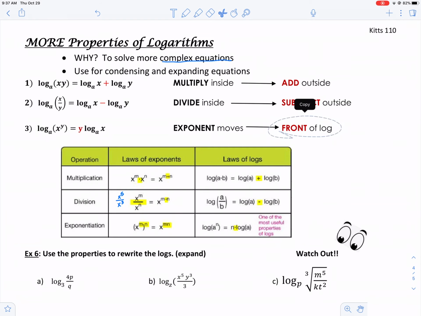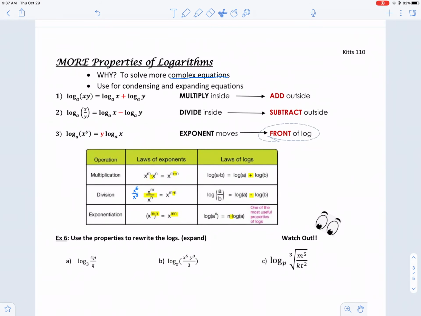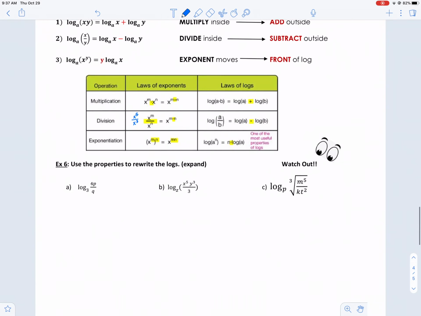So now we're going to actually use those. It's not until you use them that it really makes a lot of sense. So right now it says use the properties to rewrite the logs. Notice they're all condensed. They're all one, they're taking the log of one thing. So now we're going to expand it out. Okay. So notice this has a division. So instead of division, we're going to write log base 3 of 4p, and instead of division, we're going to subtract. Okay, and then we'll have log base 3 of q.